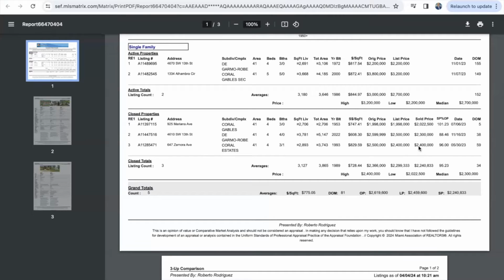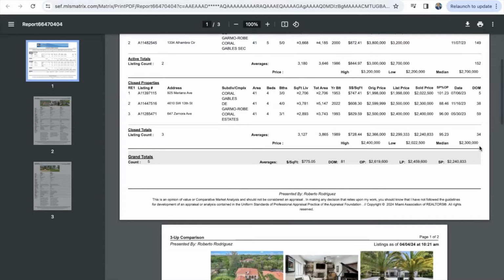And then the last listing, sold price of $2.4 million. It sold at 96% of the original list price. The original list price was $2,500,000, so $100,000 less. And it sold in 59 days. So on average, in this area, a home this size is taking about 34 days to sell and coming in at a price of $2,240,000.